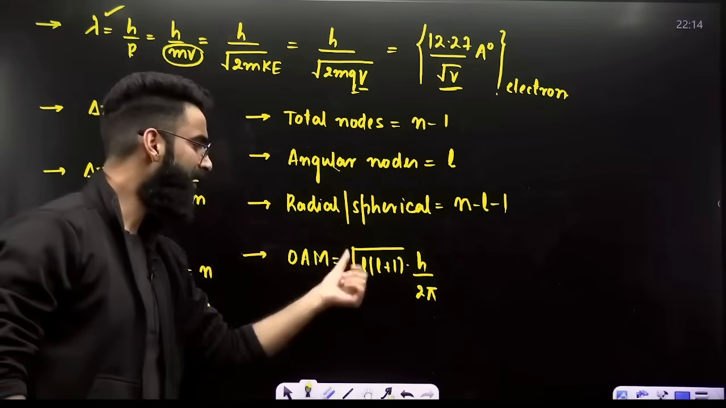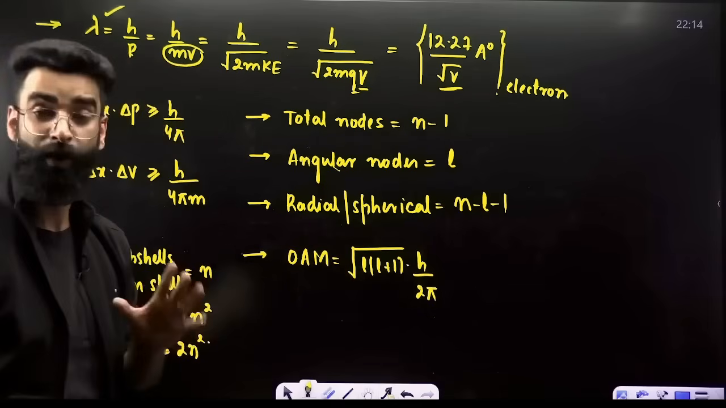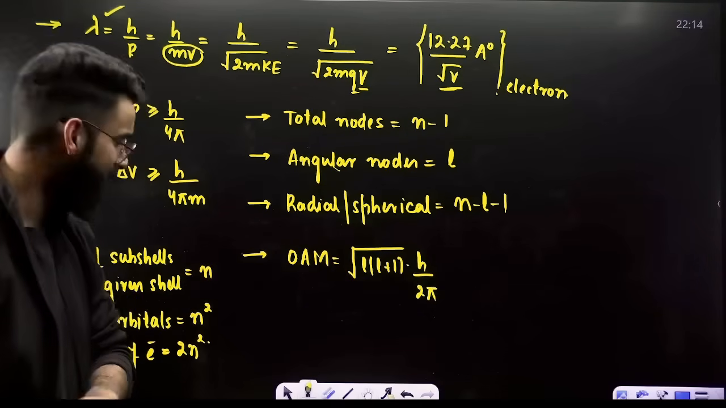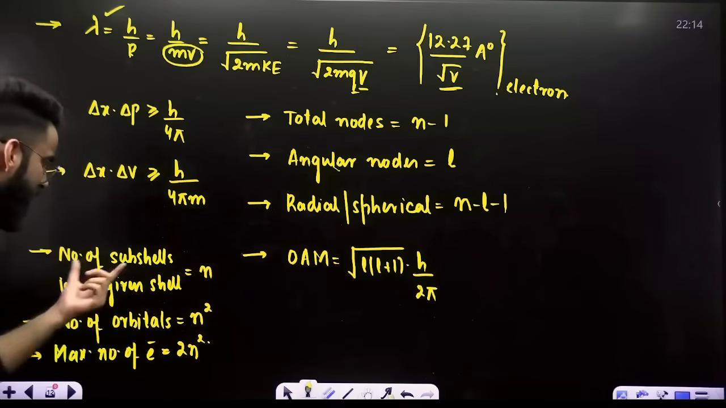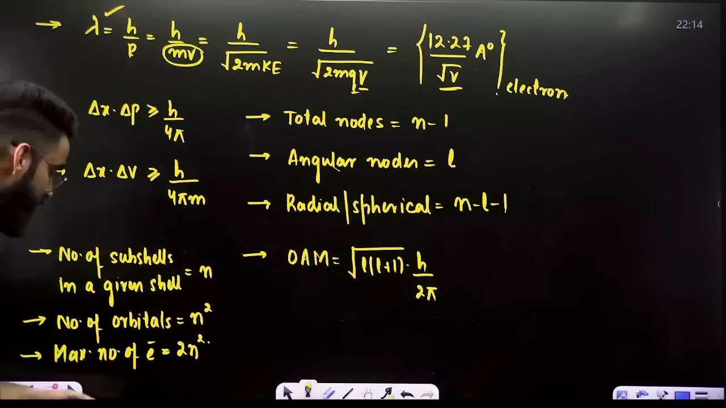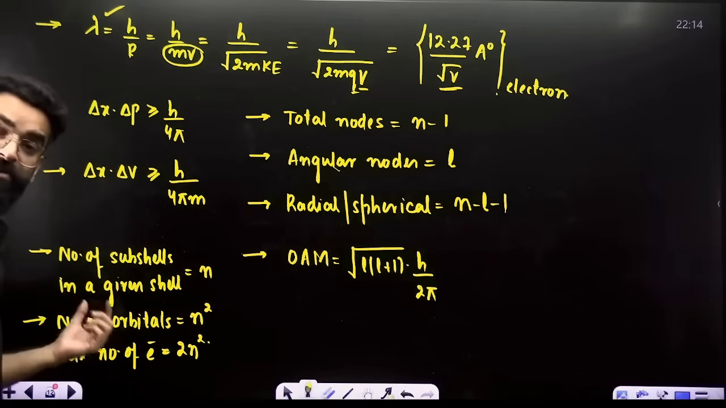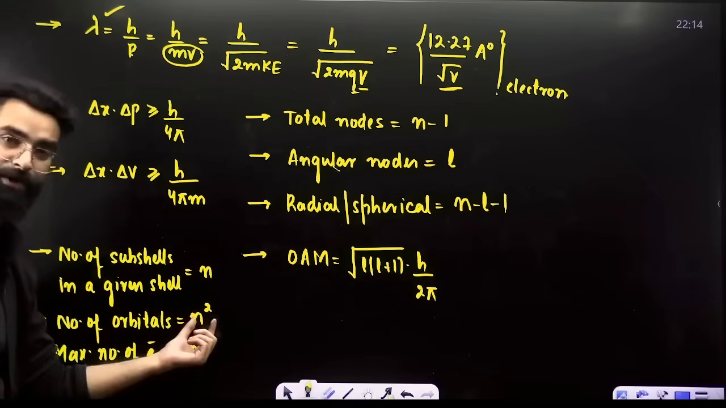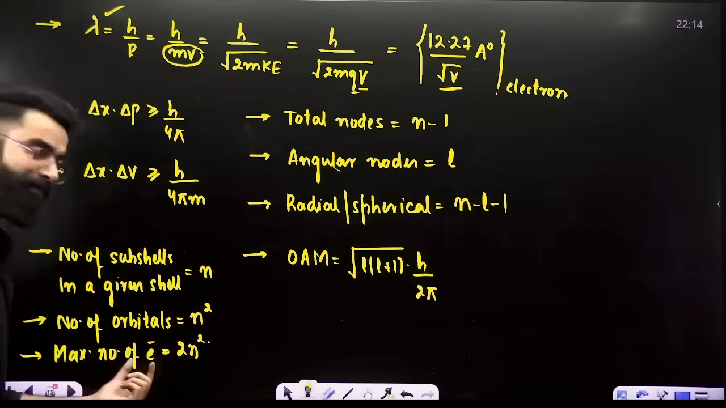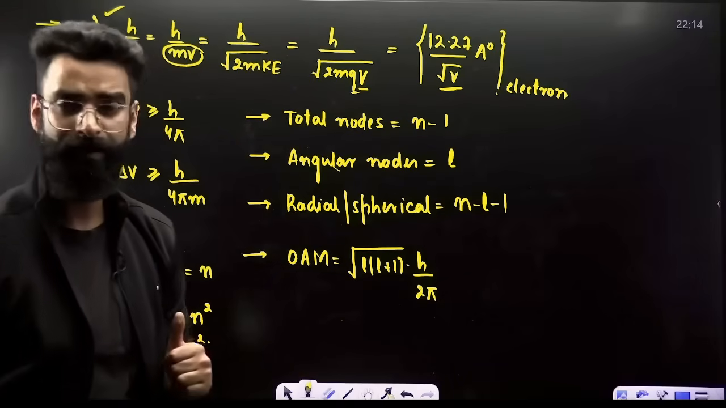Orbital angular momentum, under root of L into L plus 1 h upon 2 pi. What is L? L here represents what? It represents the azimuthal quantum number. Total number of subshells in a given shell is equal to the value of N. N is the principal quantum number. Number of orbitals, maximum orbitals, which will be present in a particular shell, that's equal to N square. Similarly, maximum number of electrons that can be accommodated in a particular shell, that's equal to 2N square, right?